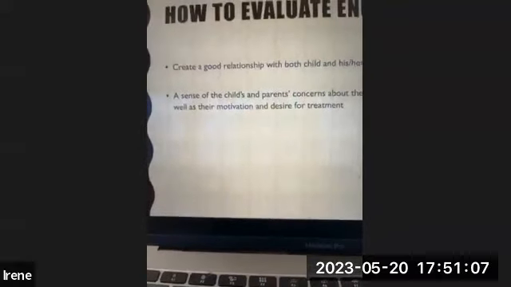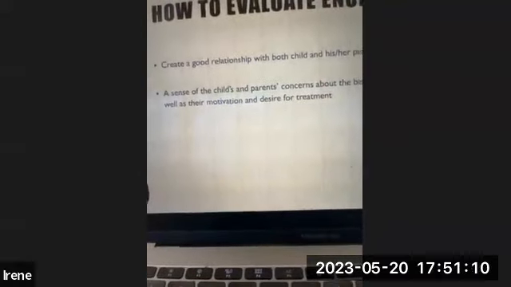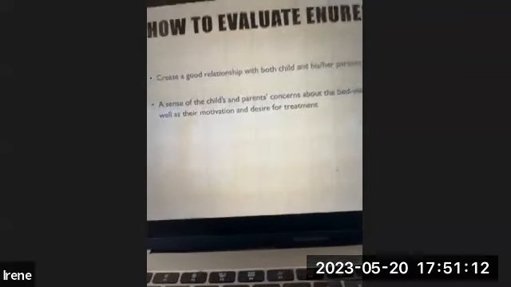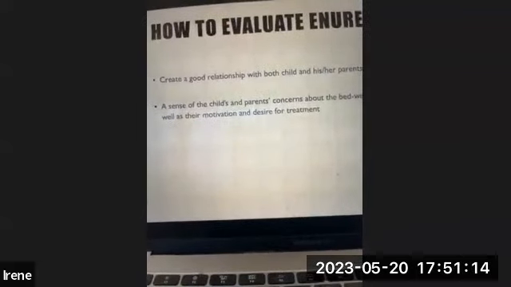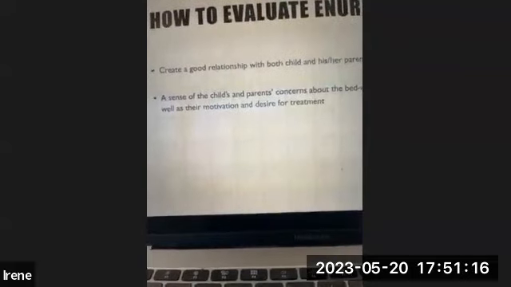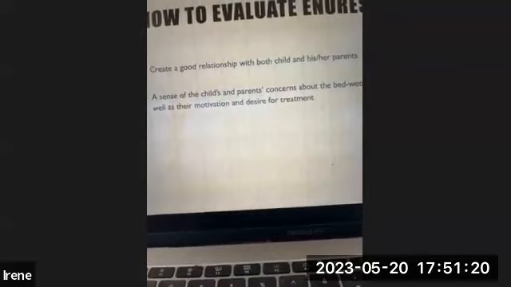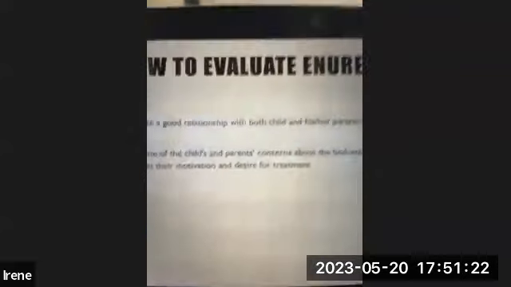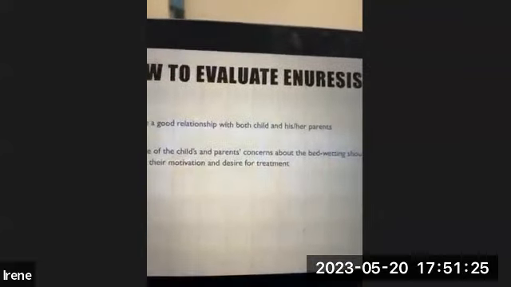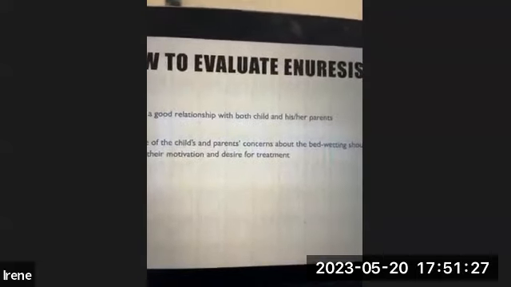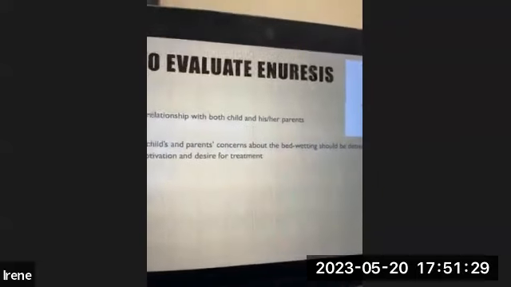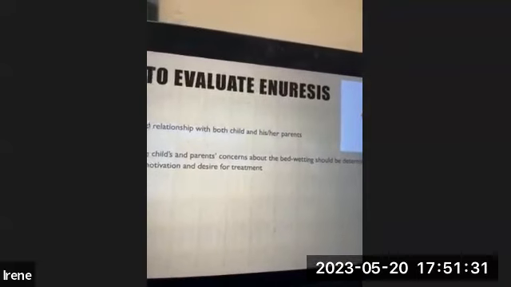So how do we help parents when they come to us? Oh, I know we have some parents also on. So how do we help their children who wet the bed? The first thing, and which is very important, is to create a very good relationship with both the parents and the child, so that it's an open discussion, nothing is hidden from you, so that we're able to help the child come out of this problem.